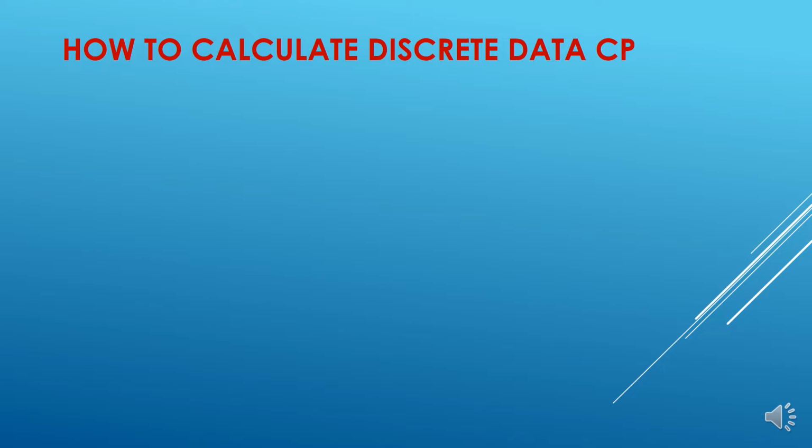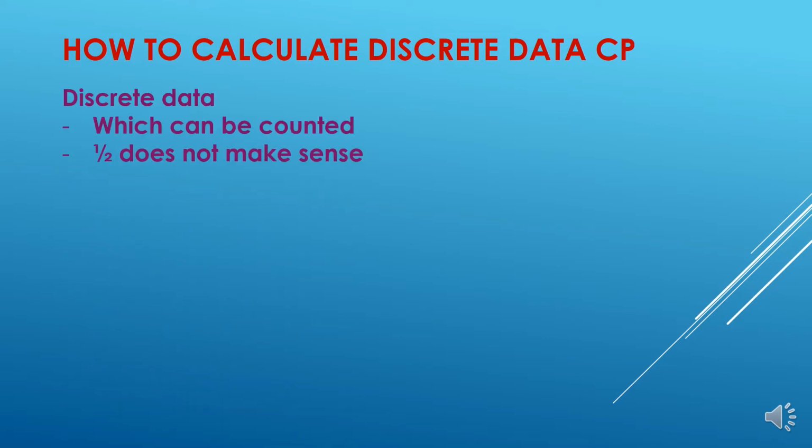In variable data there are two types. One is continuous, another one is discrete. Here we are going to calculate process capability for discrete data. For continuous data we can use the Cp formula, USL minus LSL divided by 6 sigma, but the same formula is not applicable for discrete data. Discrete data we can basically count, and a fraction does not make any sense.